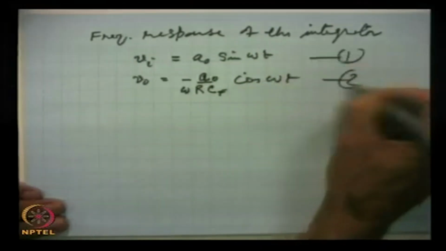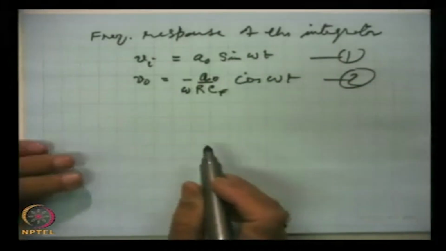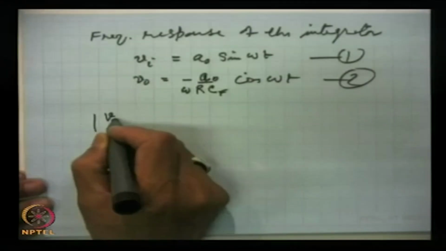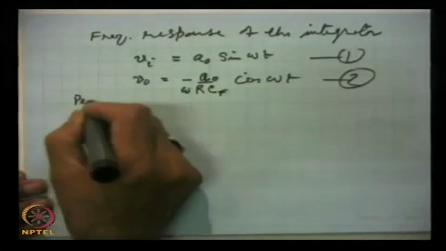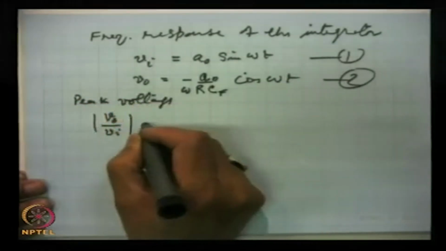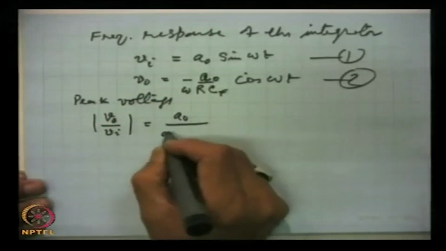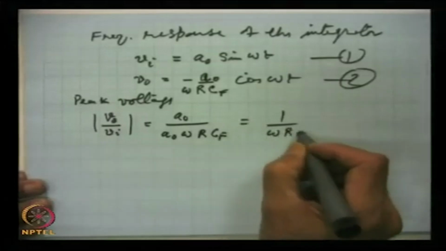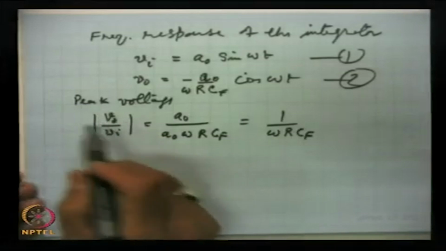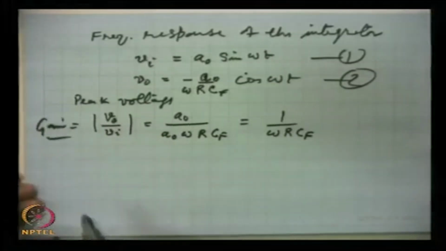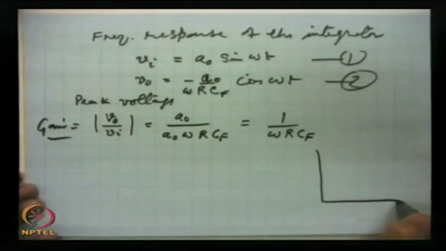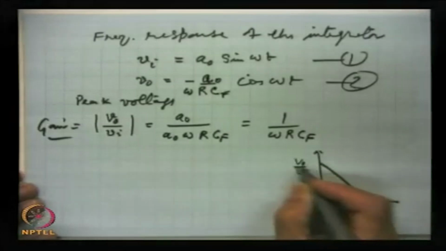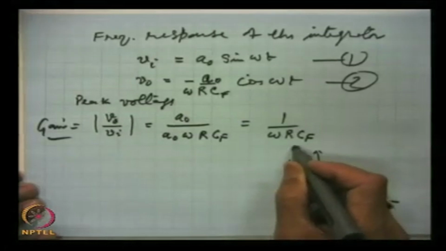This is input and this is output after integration, and if we take the ratio of the peak voltages, V0 peak and Vi peak, then this is A0 by omega R CF over A0, and this is 1 by omega R CF. So this is the gain, V0 by Vi by taking the peaks, and the gain falls here. This is gain, and this is in dB.